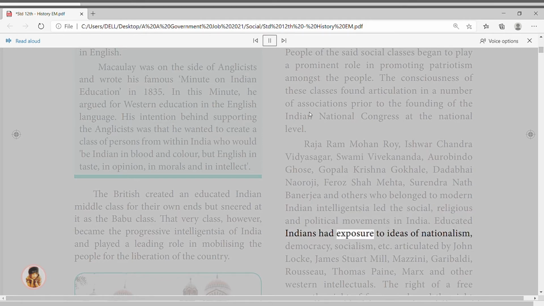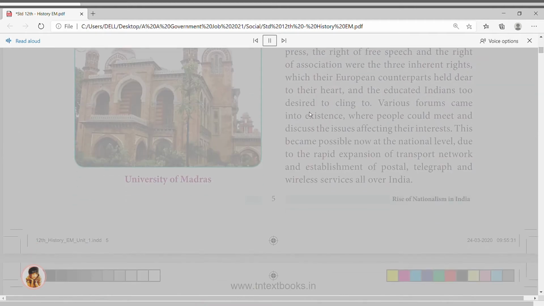Educated Indians had exposure to ideas of nationalism, democracy, socialism, etc. articulated by John Locke, James Stuart Mill, Mazzini, Garibaldi, Rousseau, Thomas Paine, Marx and other Western intellectuals. The right of a free press, the right of free speech, and the right of association were the three inherent rights, which their European counterparts held dear to their heart, and the educated Indians too desired to cling to.